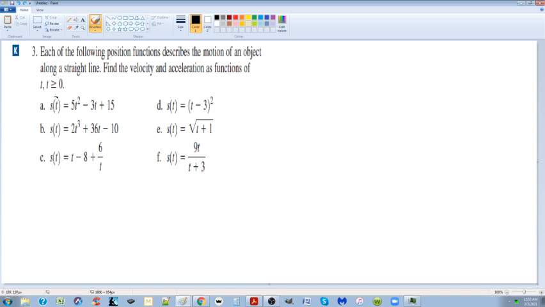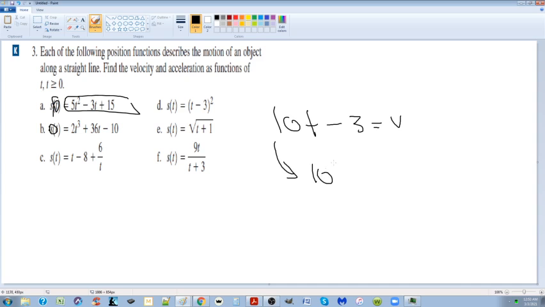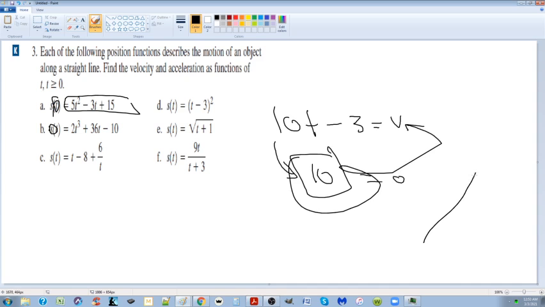Each of the following position functions describes the motion along a straight line. Find the velocity and acceleration, so notice they're all distance. So they just want us to take the derivatives again. This one, come on. 10t minus 3. That's velocity. So I'll do it again. And notice the acceleration? Constant. This thing is always accelerating at 10 meters per second squared, though they didn't tell us. And its velocity is this, which is a straight line, which is why its slope is a constant.